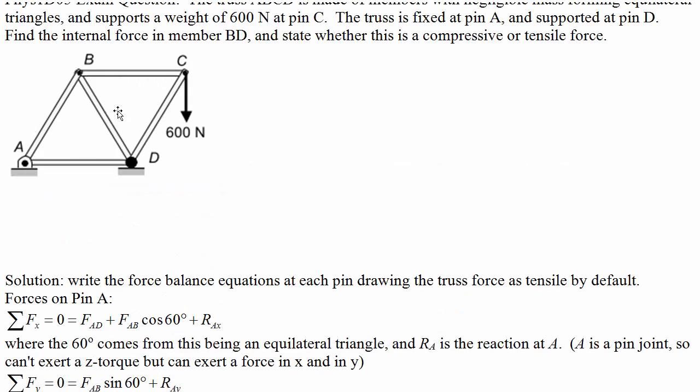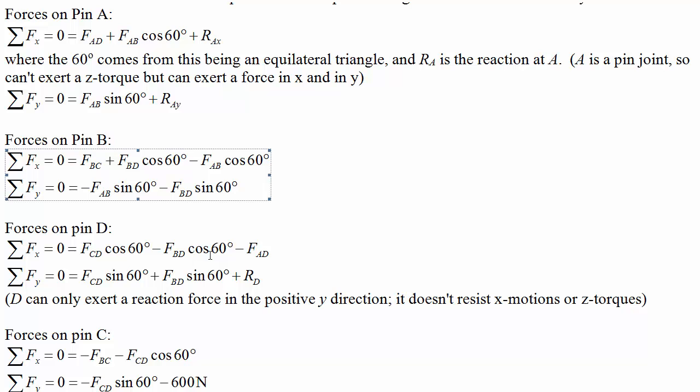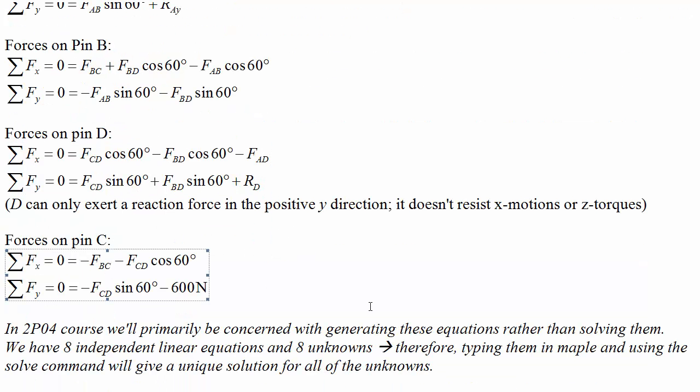On pin B, you can try writing this one out yourself if you like. In the horizontal direction, we'd have FBC plus FBD cos 60 degrees minus FAB cos 60 degrees. And in the vertical direction, it would be minus FBD sin 60 degrees minus FAB sin 60 degrees. Sure enough, looks good. And similarly on pin D, and on pin C.